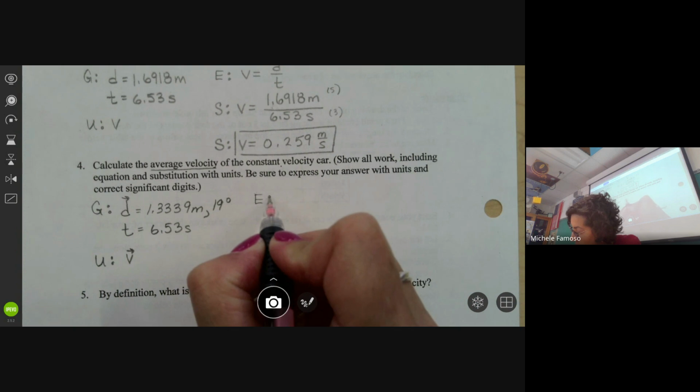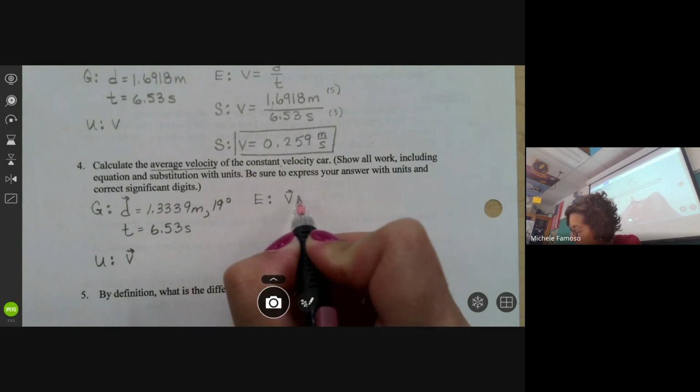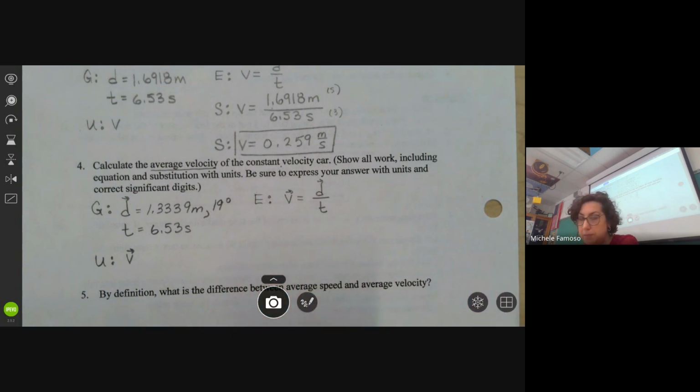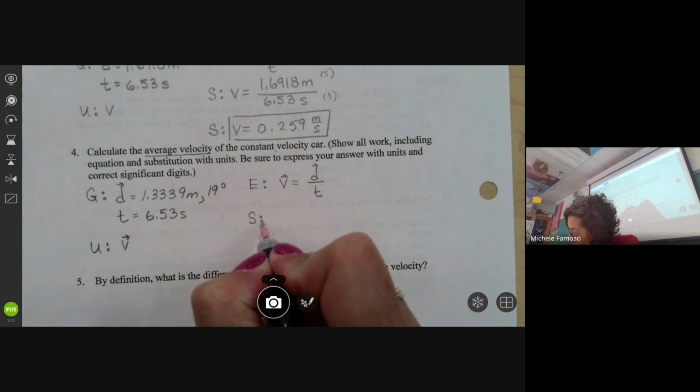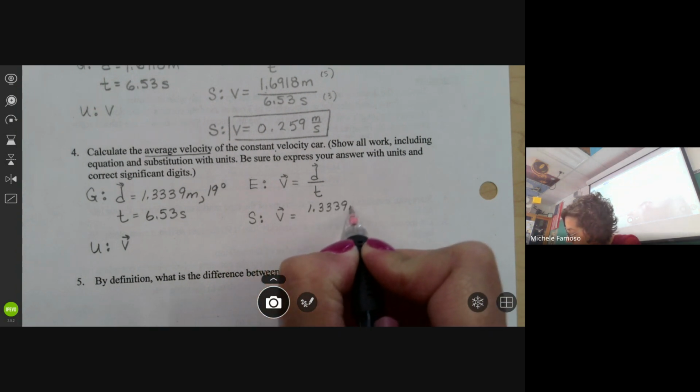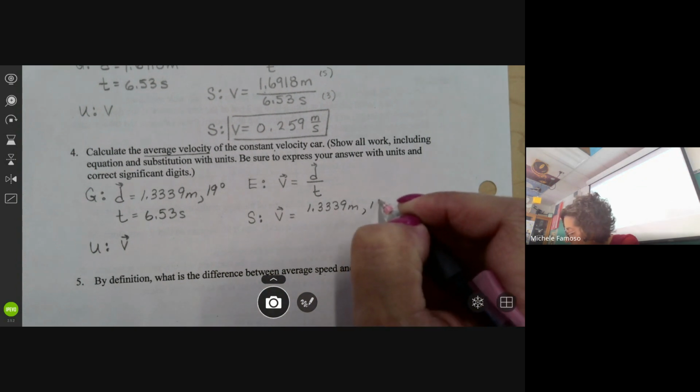Now, velocity is V with the arrow. And as I've heard already, the equation for velocity is the displacement over the time. So now we're going to do our substitution with our units. We're going to plug the whole thing in: 1.3339 meters for me, comma 19 degrees, divided by the 6.53 seconds.